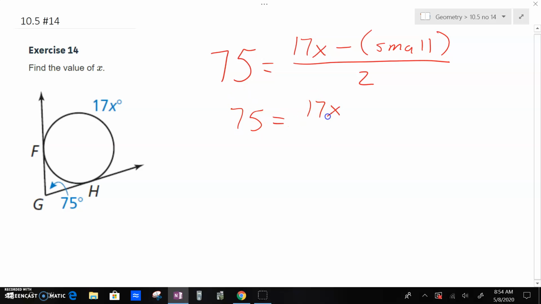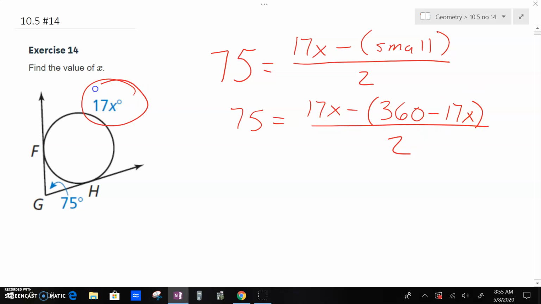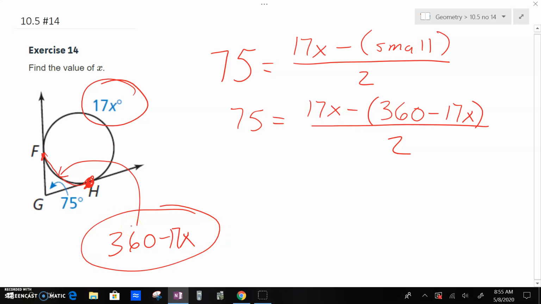What we do know is that the small one would be 360, which is the whole thing, minus the big one. If we use up 17x on the big one, then to get the littler one, that arc right here, you would take the whole circle minus what you've already used up, which in this case is 17x. So our little arc can be expressed as 360 minus 17x.